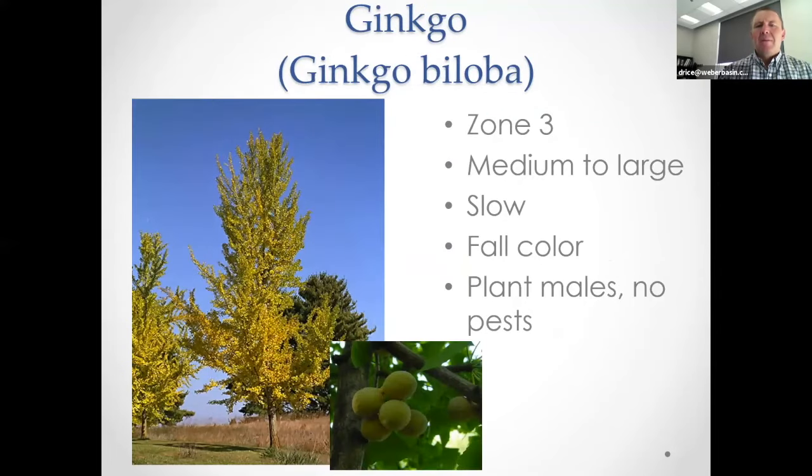I already talked about ginkgo. It was in the last section too, but I've thrown it in here too. So ginkgo, again, just a good medium to large tree, slow growth, good fall color. Oh, this reminds me though, there are male and female ginkgo trees, and usually they're pollinators. They pollinate each other.